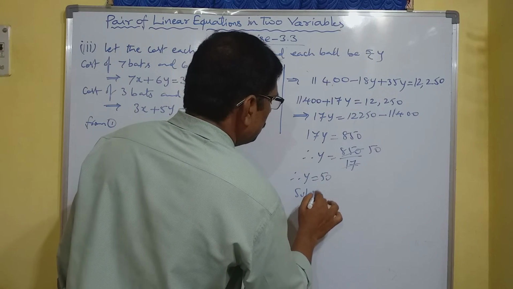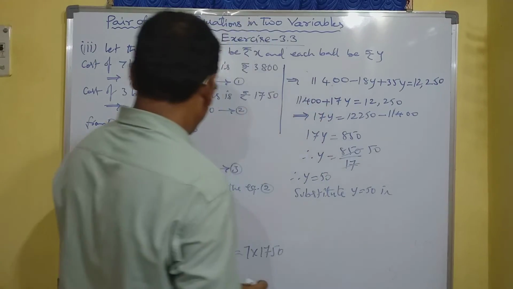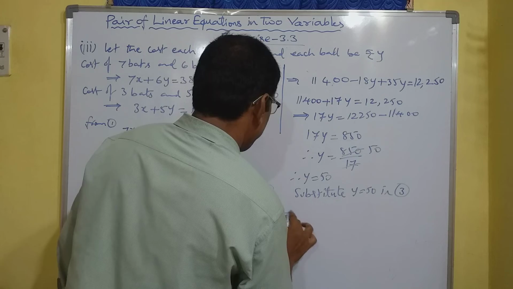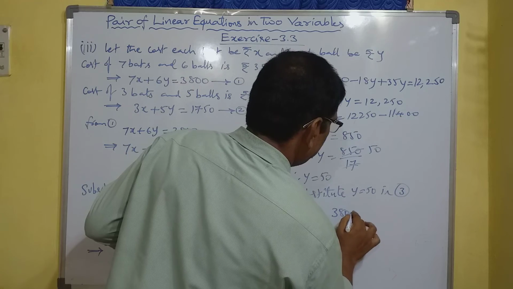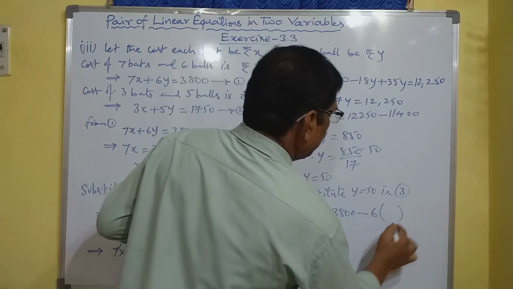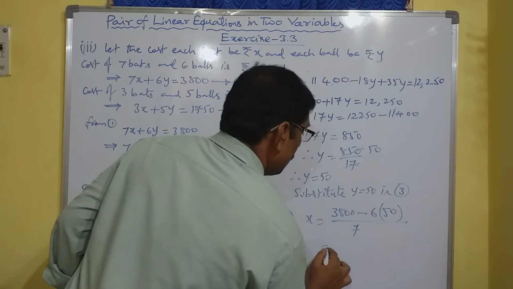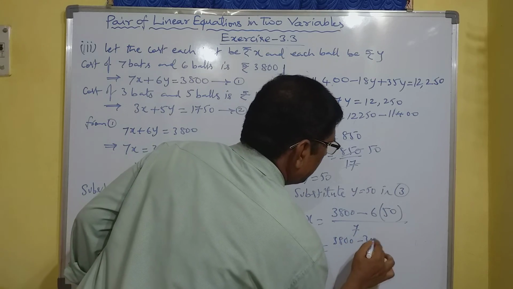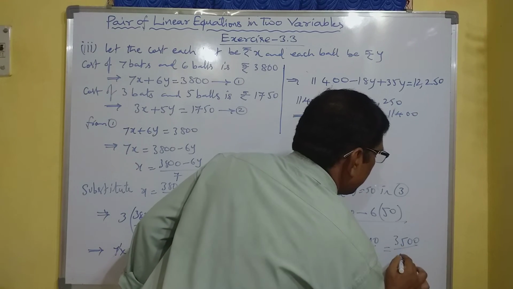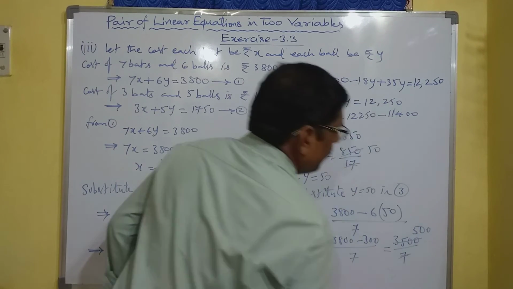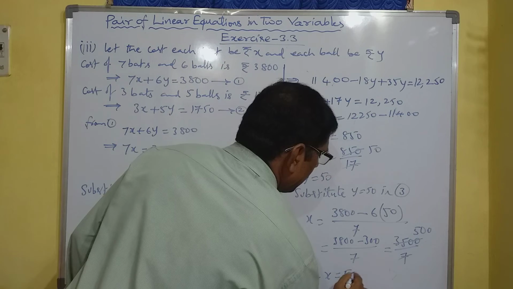Now substitute y is equal to 50 in equation 3. Then we get x is equal to (3,800 minus 6y) by 7. Now what is the value of y? The value of y is 50. Now 3,800 minus 6 into 50, that is 300, by 7. 3,800 minus 300 is 3,500 by 7. 7 fives are 35, so 3,500 by 7 gives 500. Therefore, x is equal to 500.